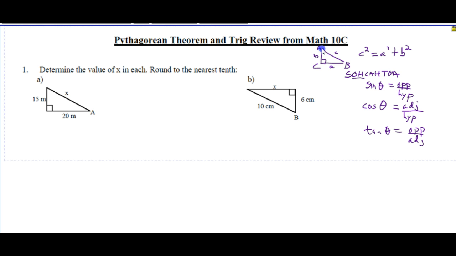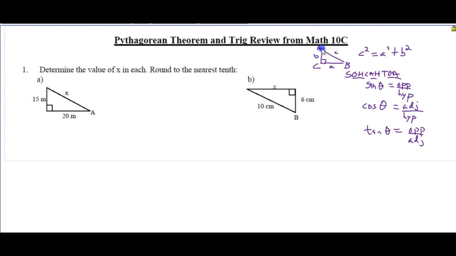So sine is opposite over hypotenuse. Cos is adjacent over hypotenuse. That's the CAH, and TOA, tan is opposite over adjacent, right? And then the big thing is just when we go to solve the triangle, we have to name the sides properly, right? So always start by identifying the hypotenuse, because it's the easy one.